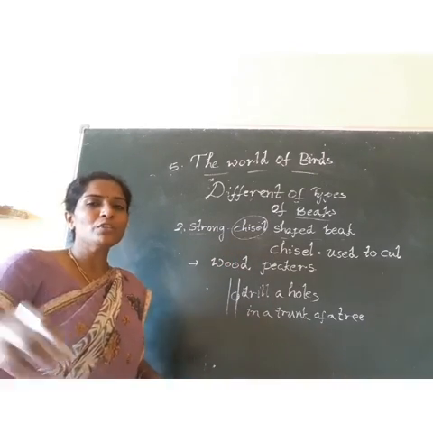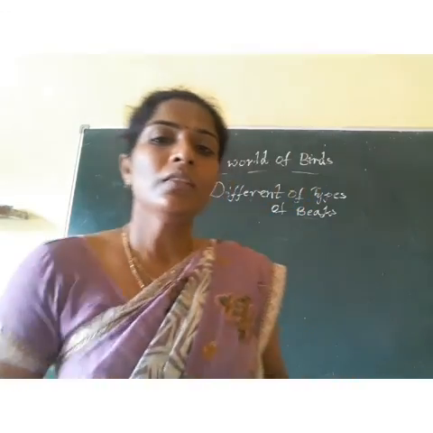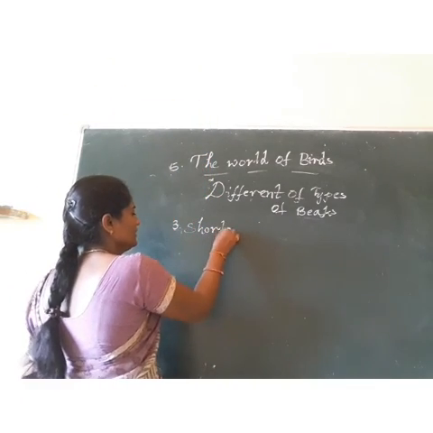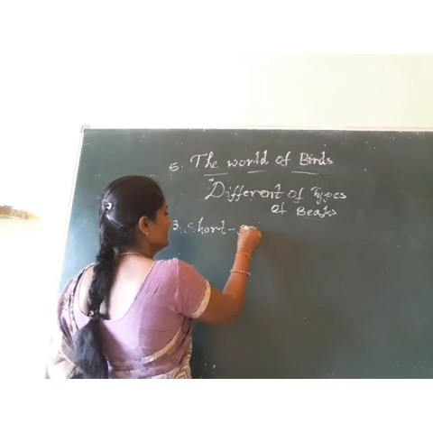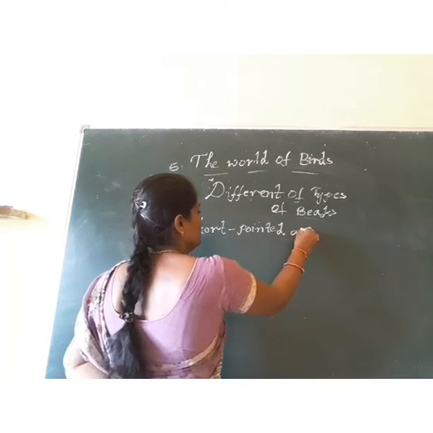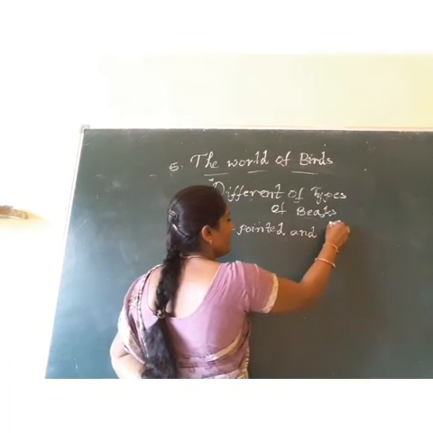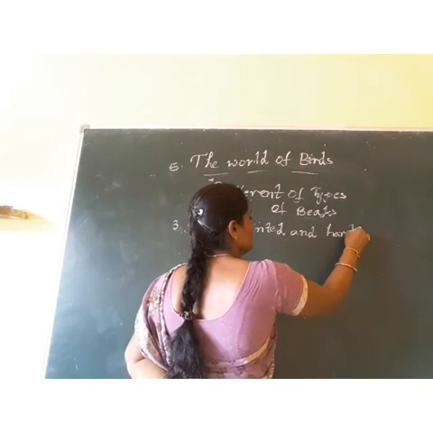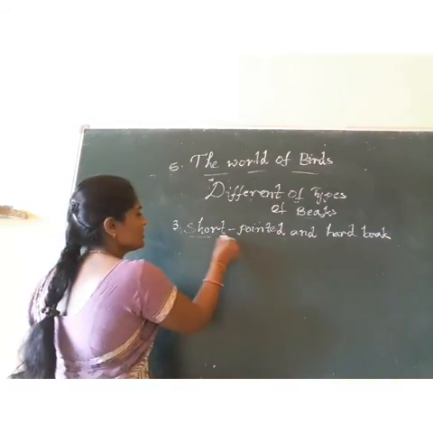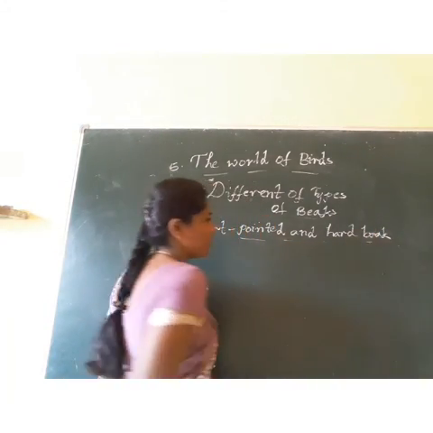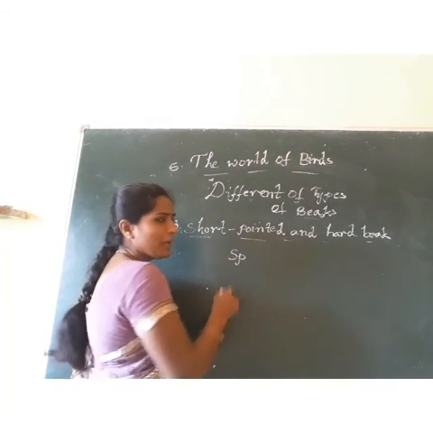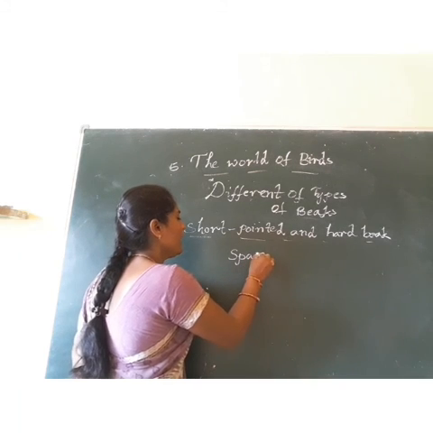And now coming to the third one. Third one is short, pointed and hard beak. Short, pointed and hard beak. Some of the birds contain these short, pointed and hard beaks. For example, the sparrow. What is the spelling of sparrow? S-P-A-R-R-O-W.